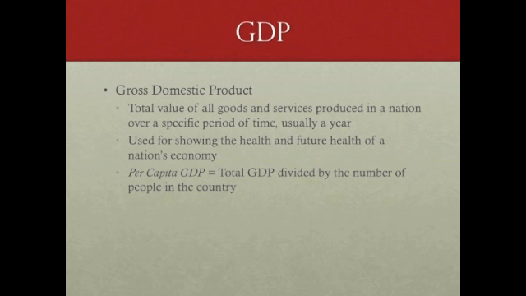It is basically how much of a certain product, or all products, are being produced by the United States or by a country in a set period of time. Now usually it's going to be a year. Usually they measure GDP in a year. And basically it's used to show the health and future health of a nation's economy.